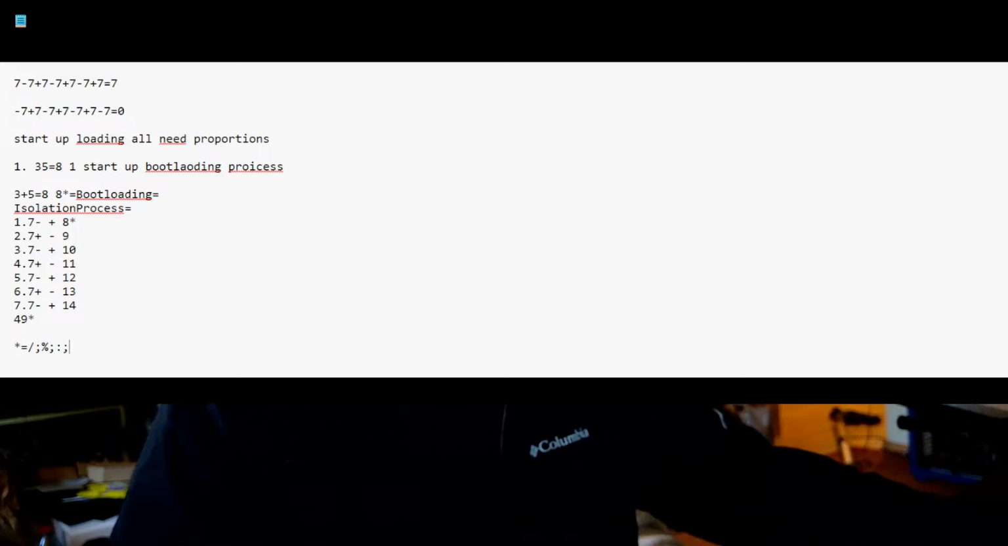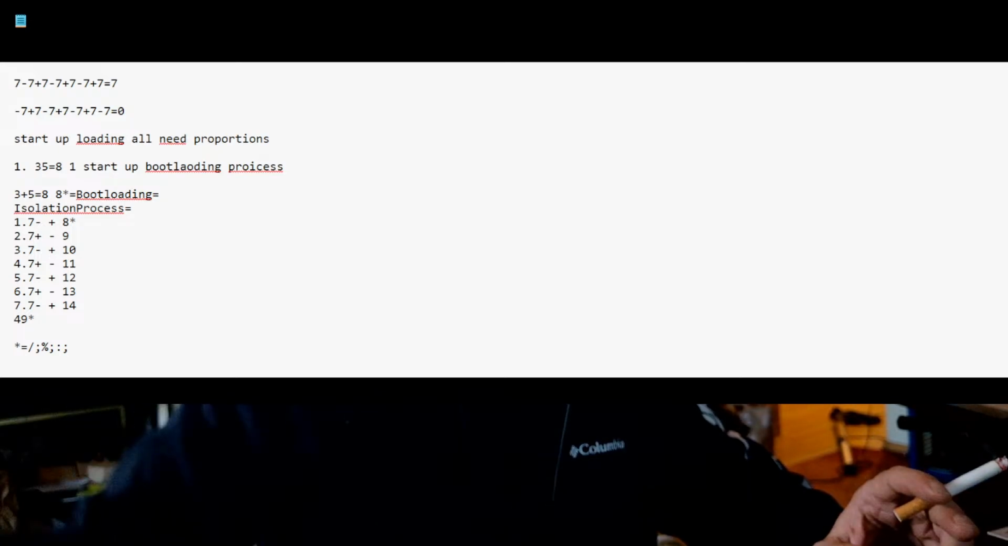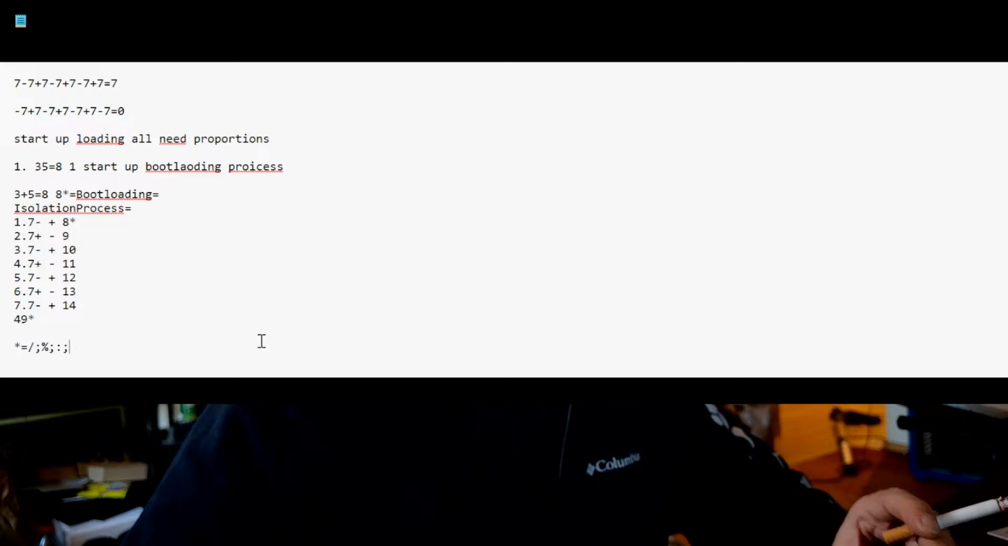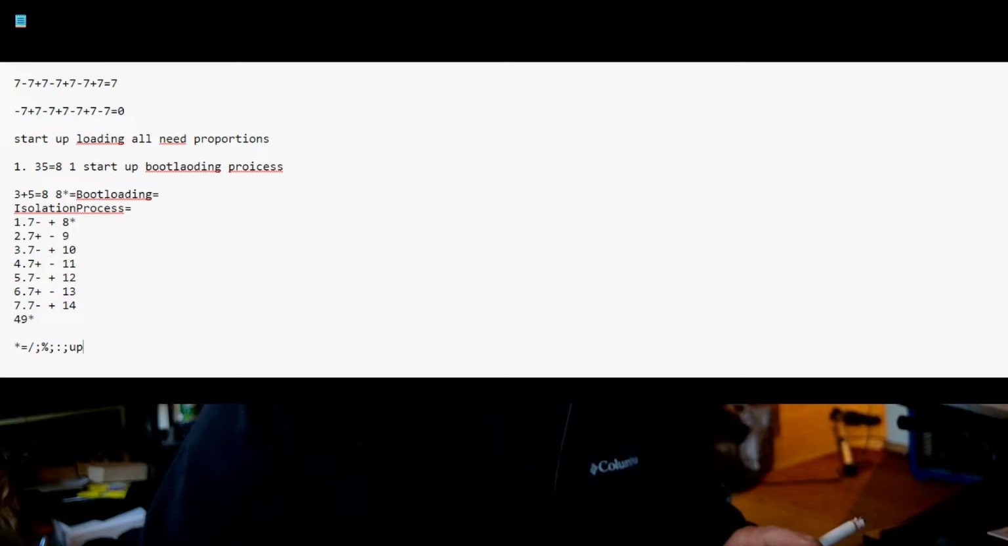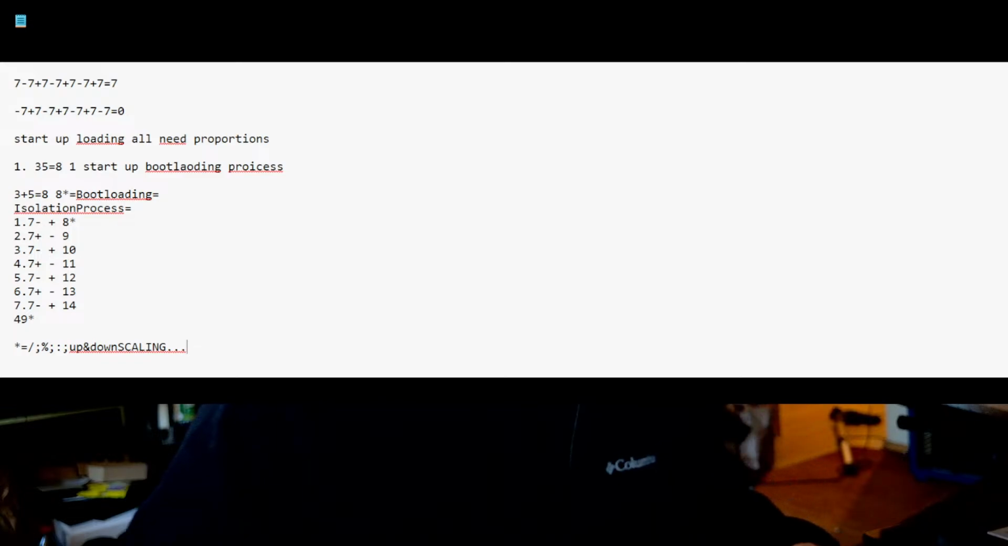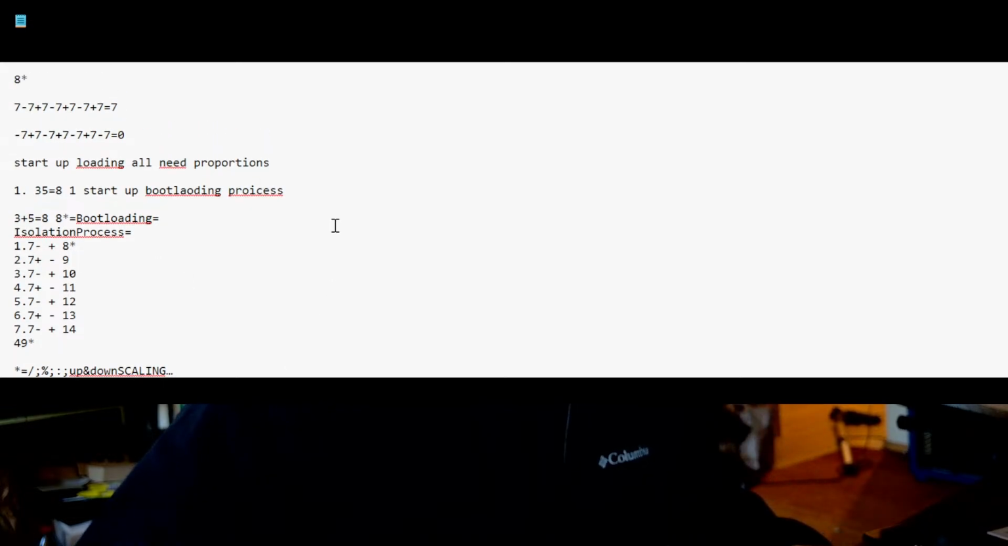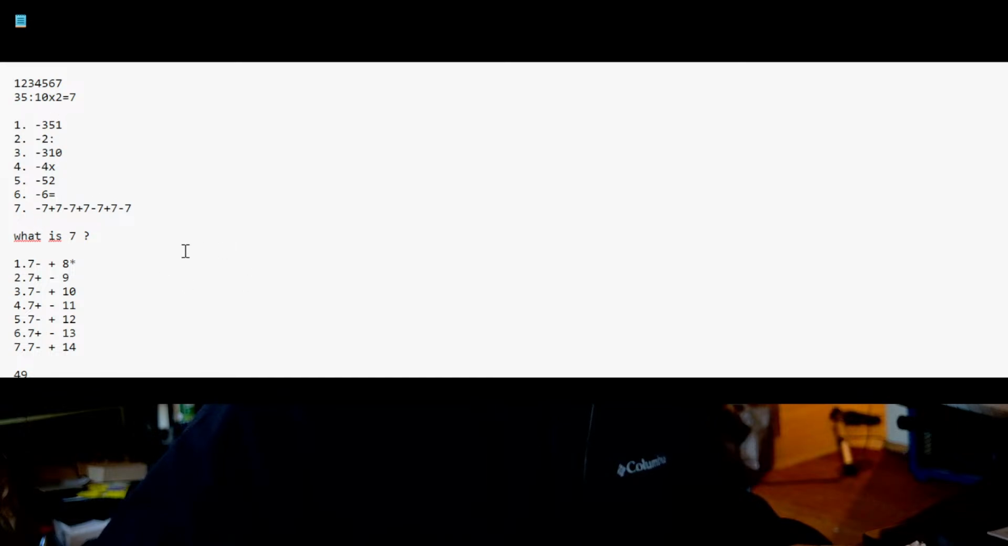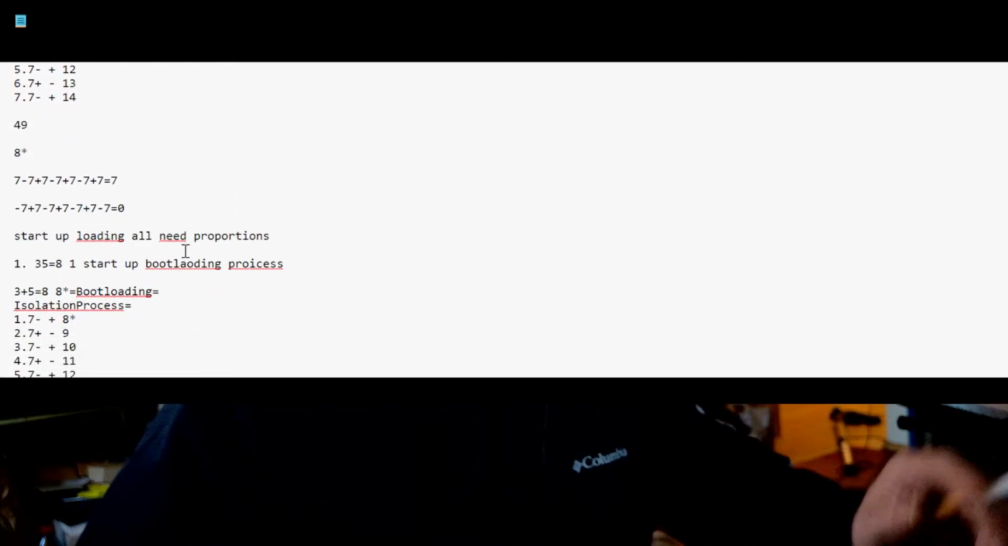And how do we say, up and down scaling, up and down scaling, and so on. Pointly, pointly, pointly. What is all inside in there? So this is also in the starter process.